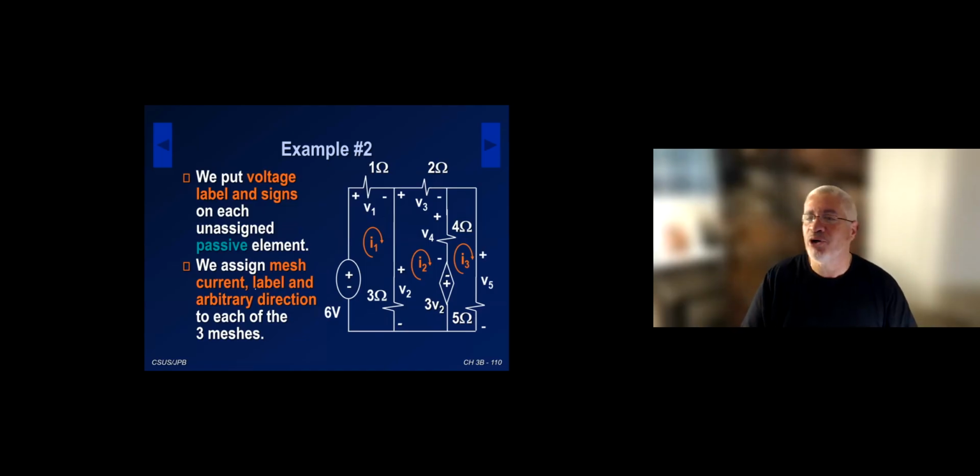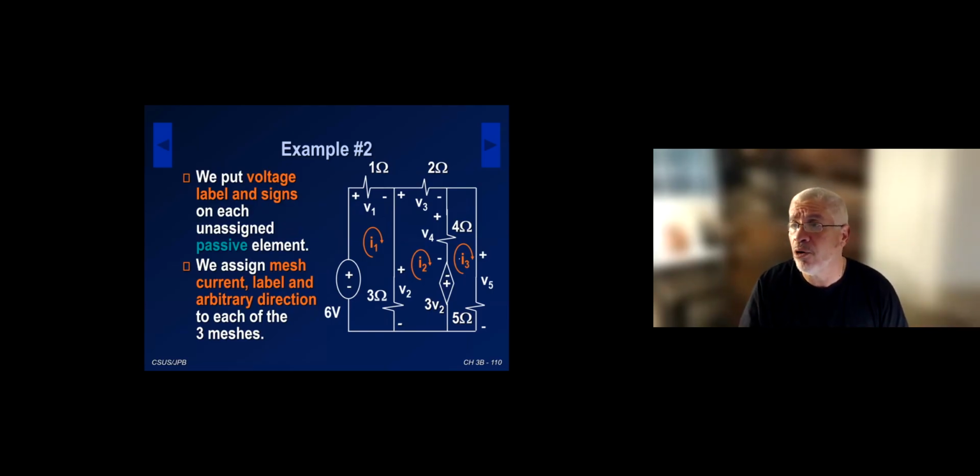So I prepared the circuit here. What do I mean by prepare the circuit for solution? I've identified my 3 meshes. And then I put mesh currents, I1, I2, and I3. Again, you will see me do that most of the time. I pick one direction. In this case, I'm going clockwise.